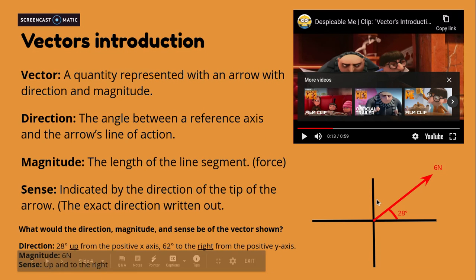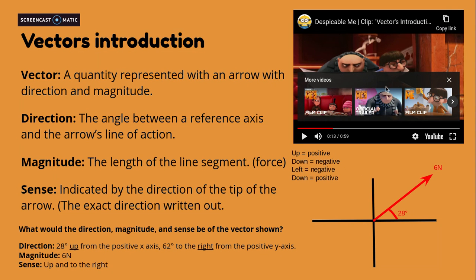You might say, hey, where'd you get that from? Well, this is 90 degrees. The whole thing's 90 degrees. So 90 minus 28 is 62. That's why this is 62. Then the magnitude is 6 newtons. It says that there. And the sense is up and to the right. That's all it is, up and to the right.